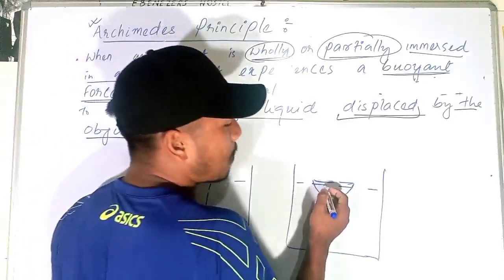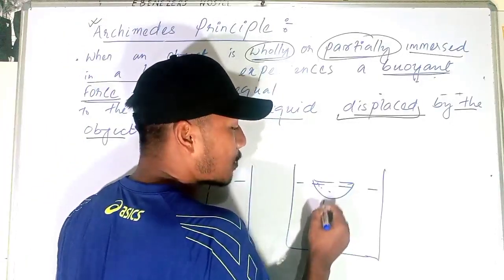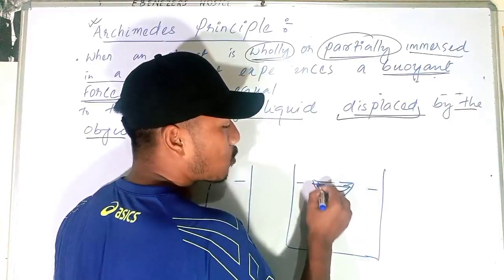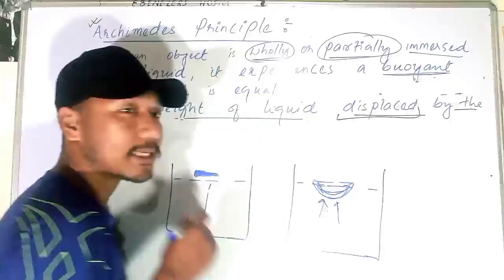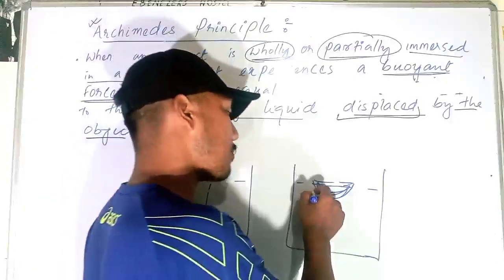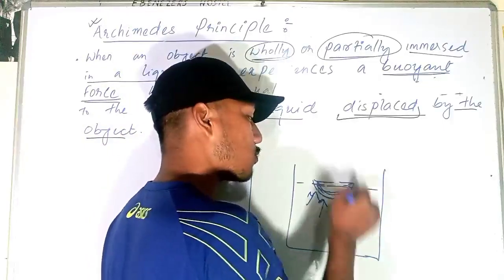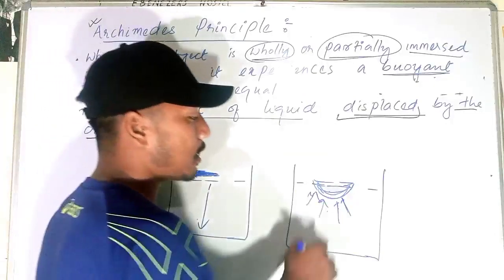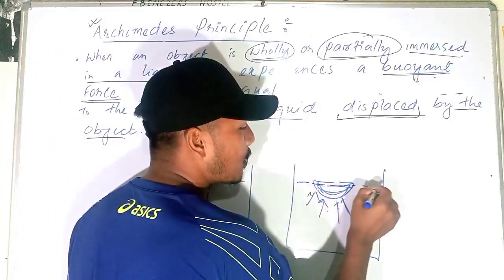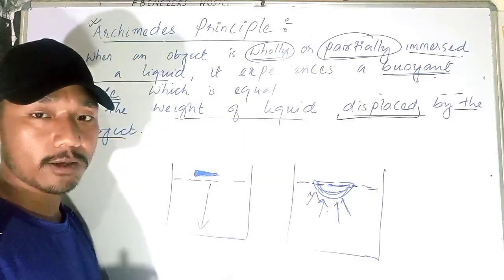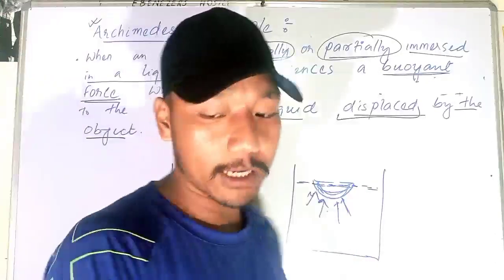Whenever you apply the Archimedes principle, most of the boat, this part, is totally hollow. That means it's empty. Because of this Archimedes principle, they don't sink into the water, instead they keep on sailing in the waters. Some part of the ship sinks into the waters, not fully. So this is all about Archimedes principles.